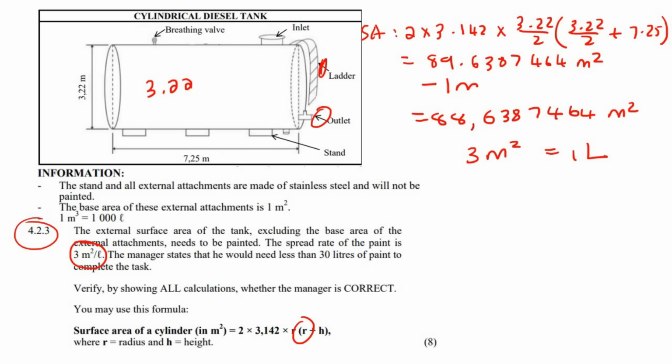1 liter of paint. I don't know where I said petrol from. 1 liter of paint. Okay, but we have 88 meters squared of paint. So what we need to do is get this to a 1. How do we get this to a 1?